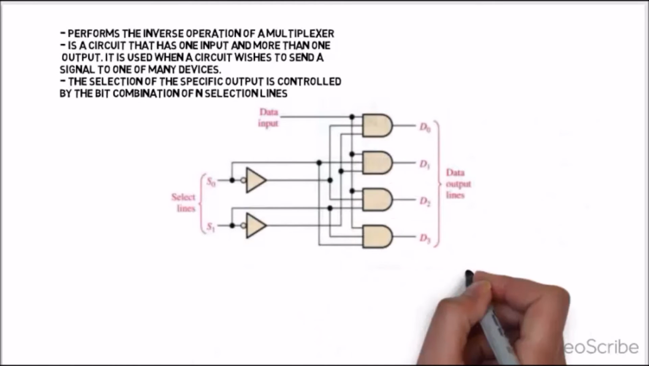Again, it's the same. You have the data input here. So, for example, if S0 is equal to 1 and S1 is equal to 0, then you're going to open D1. If S0 is equal to 0 and S1 is equal to 0, then you're going to open D0 and so on. You need to follow the logic, and for that you can use a truth table.